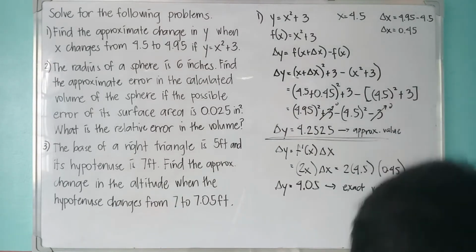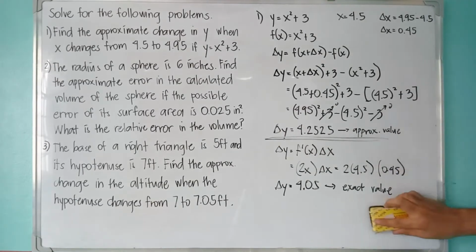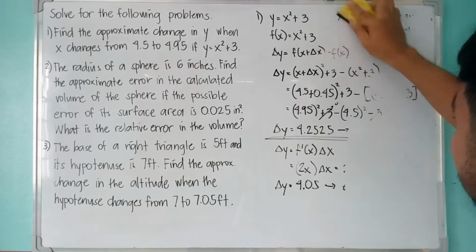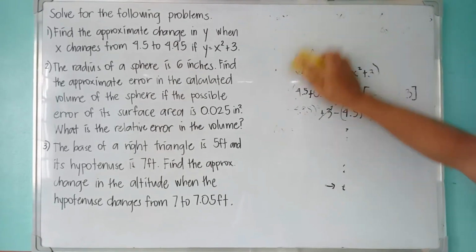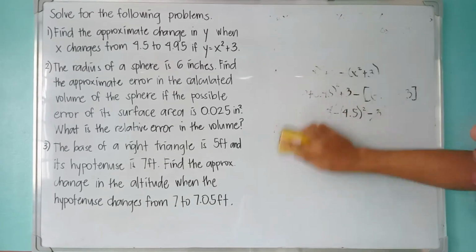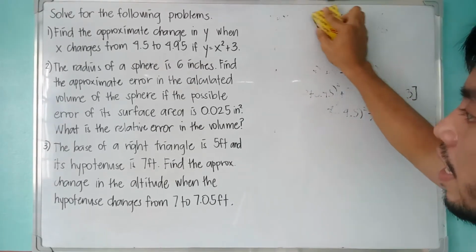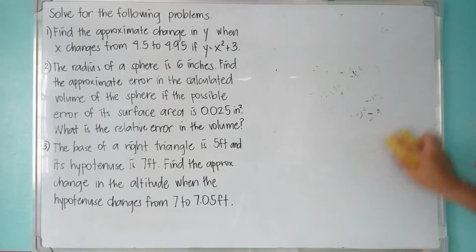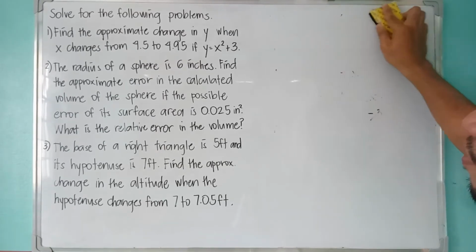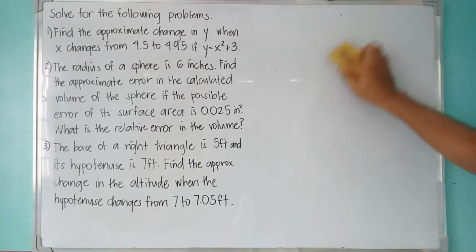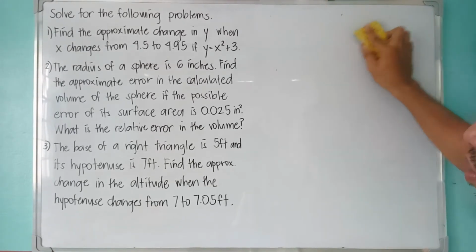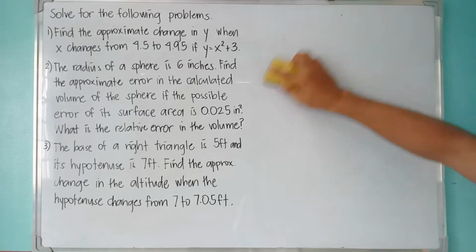So for number 2, burahin ko na ulit to. Yung number 2 problem naman natin, radius of a sphere is 6 inches. Find the approximate error in the calculated volume of the sphere if the possible error of its surface area is 0.025 square inches. What is the relative error in the volume?